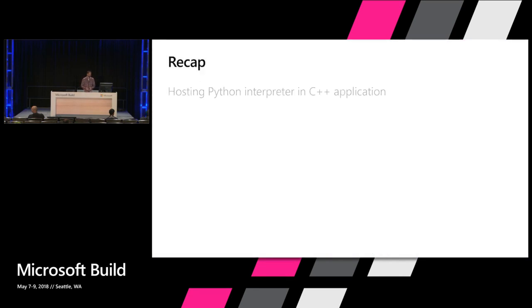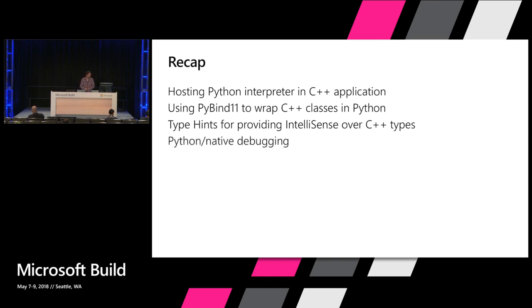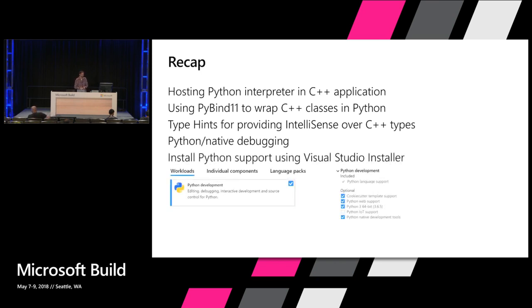All right, quick recap. So we saw that you can actually host a Python interpreter in a C++ application. You can use PyBind 11 to wrap C++ classes and expose them to Python code. And then we have type hints in Visual Studio that allow us to provide IntelliSense over the C++ types. And then finally, the Python native debugging allows you to debug across those two languages at the same time.